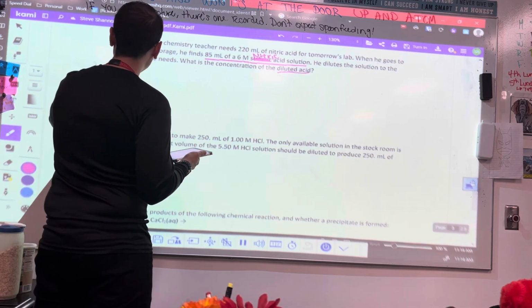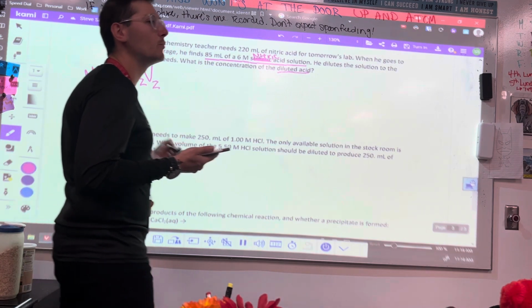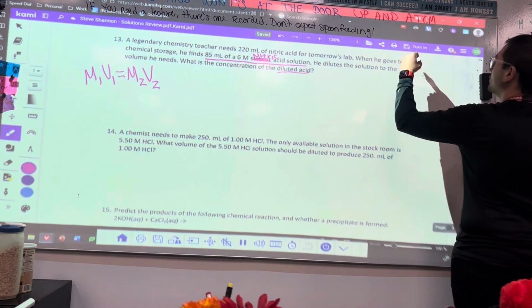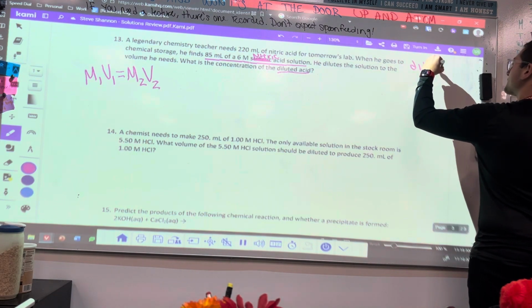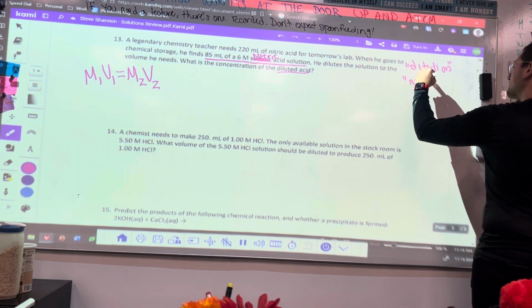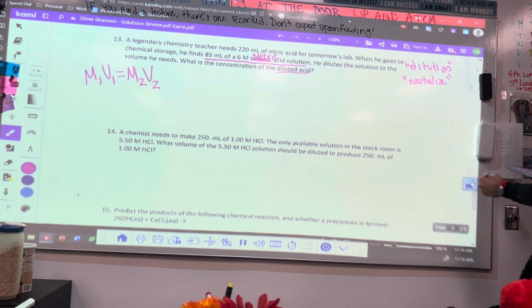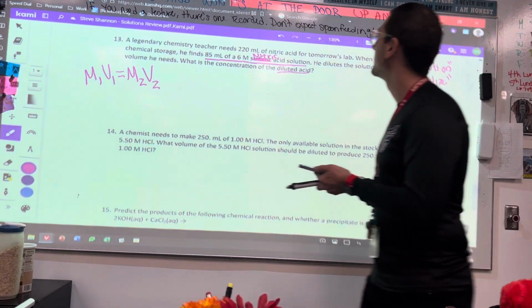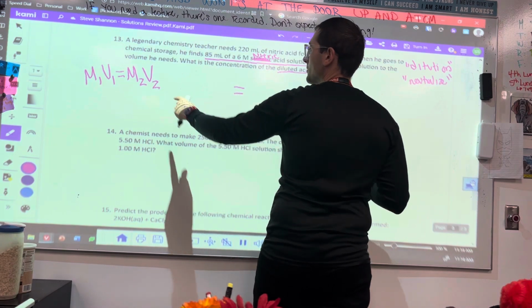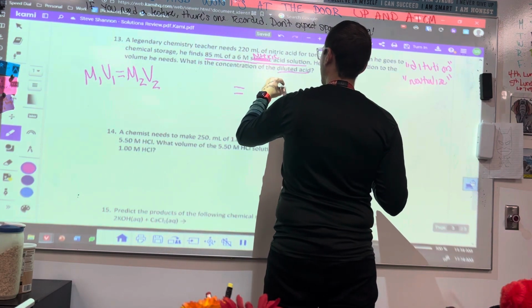M1V1 equals M2V2. So you should now have somewhere written down your magic words for M1V1 equals M2V2 are dilution and neutralize. We didn't use the neutralize word here, but we do have the dilution word here. And so that's our trigger word to use M1V1 equals M2V2. And so I need 220 milliliters of acid for tomorrow. So that's going to be my volume 2, because that's my desired final amount.